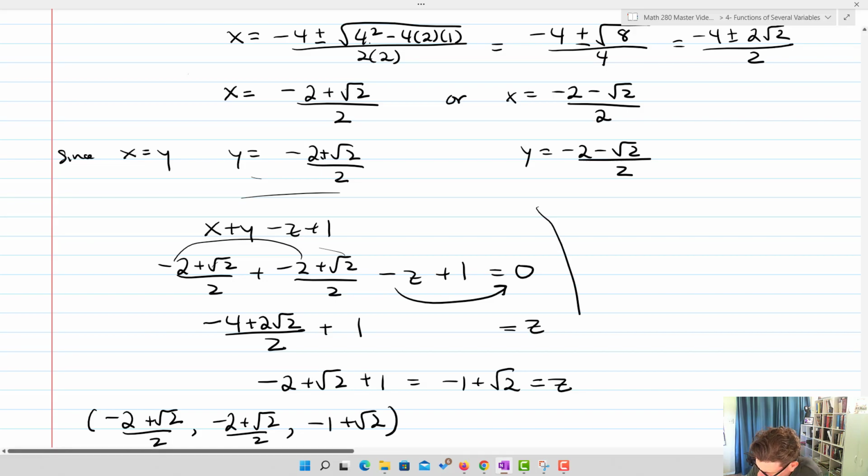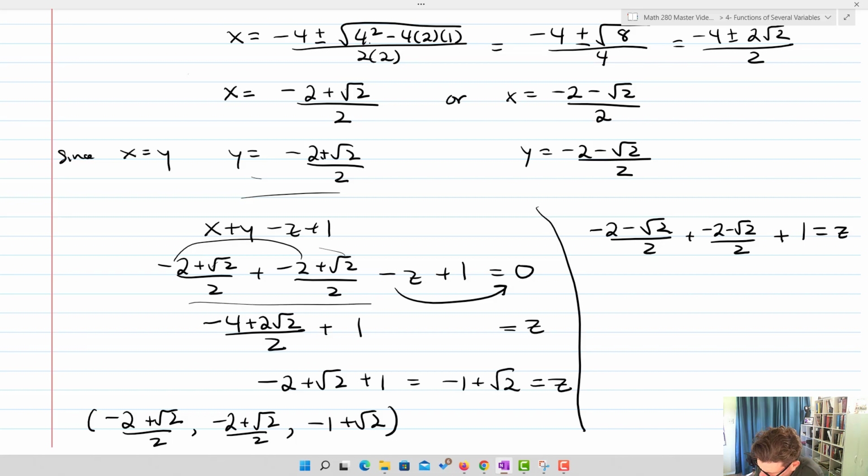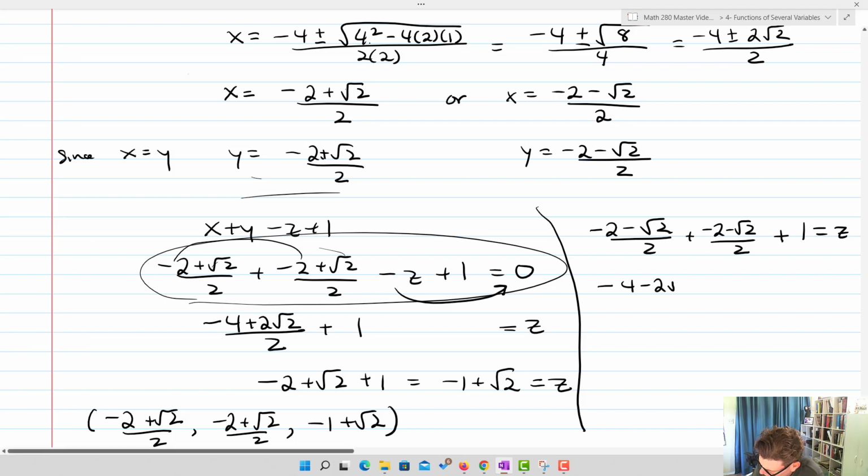Our second triple, now, using the same constraint, we'll plug in: we got negative 2 minus root 2 over 2, plus negative 2 minus root 2 over 2, plus 1, right? And then we'll let that equal z. Just like we did down here, we're just moving the z over to the other side. So this gives me negative 4 minus 2 root 2 over 2 plus 1 equals z.